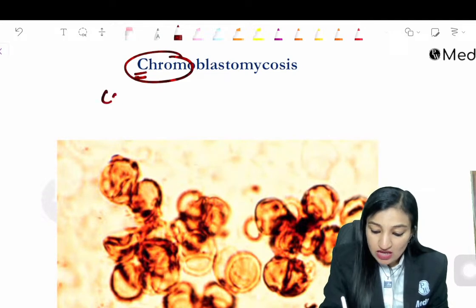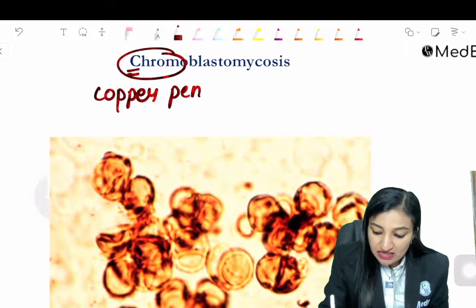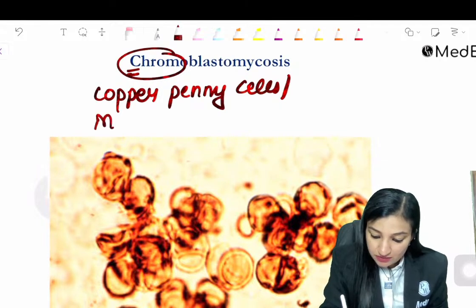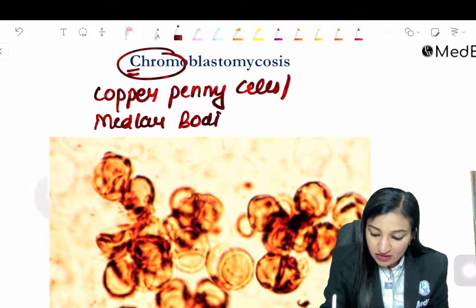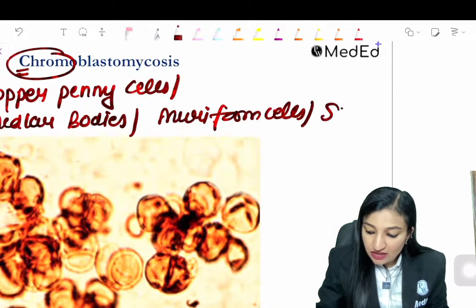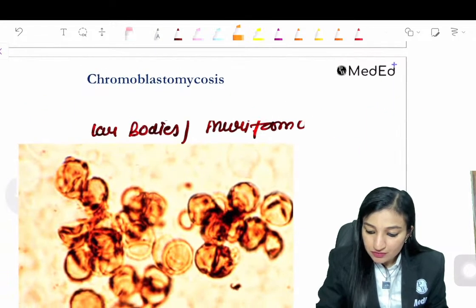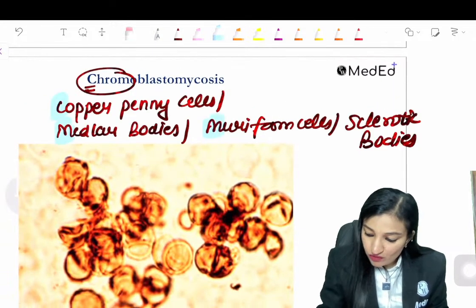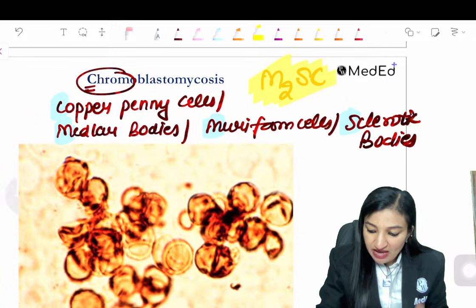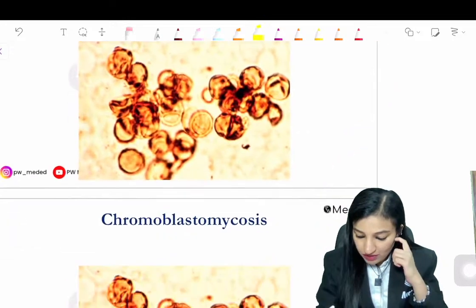Chromo means color. Remember, these spherical bodies are also known as copper penny cells. Yes, very good, Vignesh. Medlar bodies. Any other name? Medlar bodies, also known as muriform cells, also known as sclerotic bodies. So remember them as M2SC. M for medlar, M for muriform, S for sclerotic, and C for copper penny bodies.